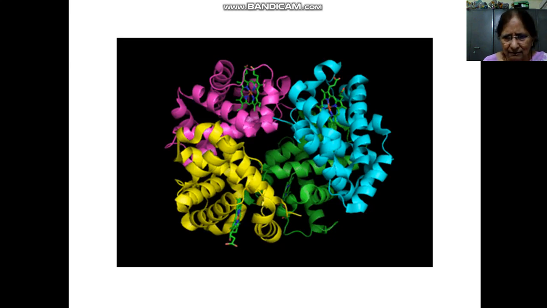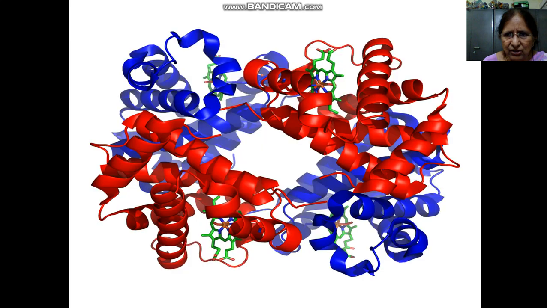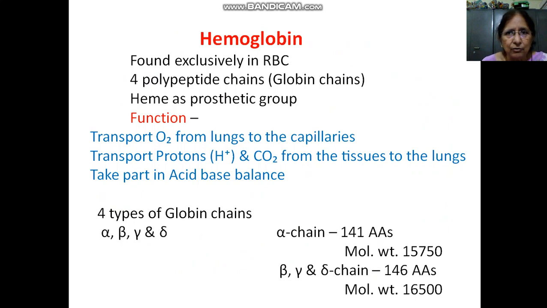Here is the hemoglobin, with 4 polypeptide chains. Here it is a bit clearer, and there is the heme group, and in the center of the heme there is the ferrous iron where the oxygen binds. Now to the function of hemoglobin. Hemoglobin transports oxygen from the lungs to the capillaries, and it transports protons and carbon dioxide from the tissues to the lungs and takes part in acid base balance, functioning as a buffer.